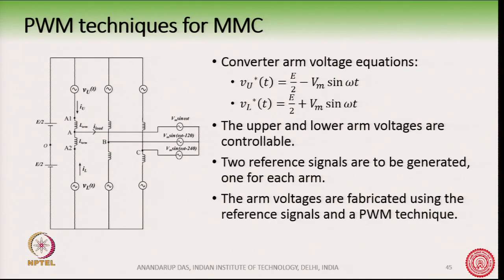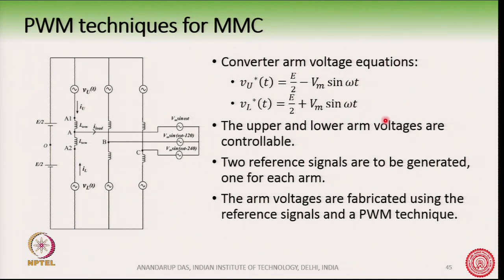From the basic operation of MMC, we have understood that the arm voltages are controllable voltage sources, and these controllable voltage sources are represented by these equations. VU star and VL star are the references for the converter arm voltages, which means we would like to have the arm voltages behaving as per this equation.